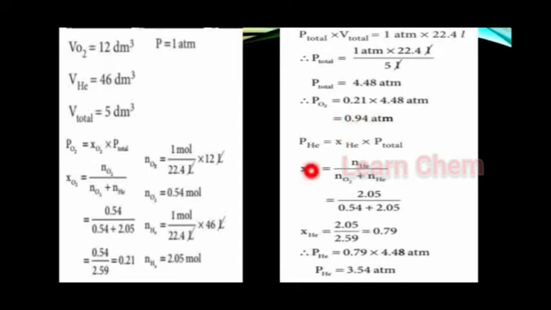So what about the helium? The partial pressure of helium is equal to the mole fraction of helium into the total pressure. The mole fraction of helium is equal to the number of moles of helium by the number of moles of oxygen plus the number of moles of helium.